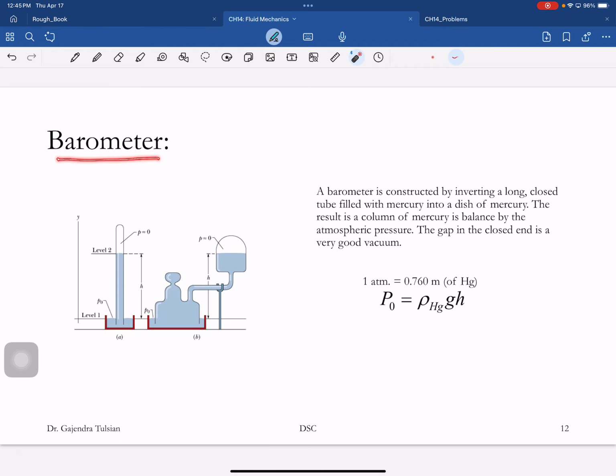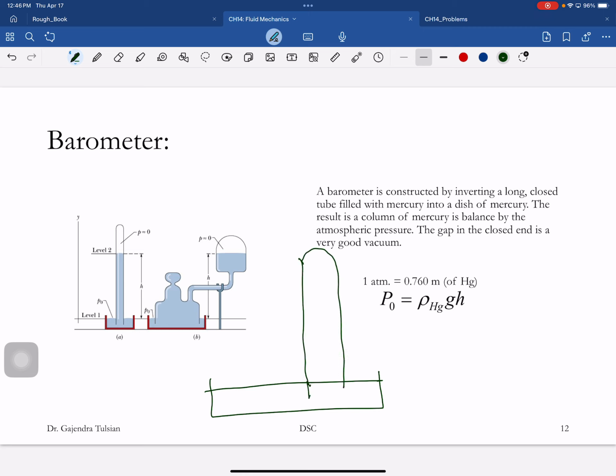All right, so here is an instrument that measures atmospheric pressure. It's called a barometer. If you make a barometer with mercury, you can think of this as like so. So here's a mercury thing.